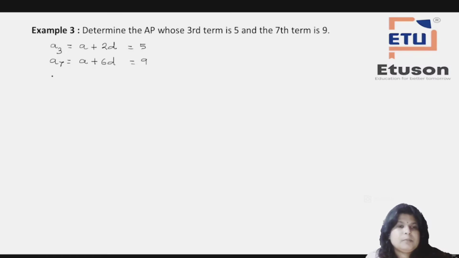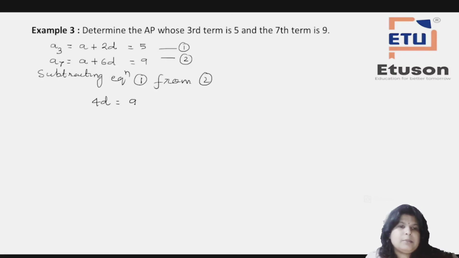Now if you subtract equation 1 from 2, you get what? You get 4d is equal to 9 minus 5, that is 4. It implies your d is equal to 4 by 4, that is 1. So put it in any of the equations and your a will be equal to 5 minus 2d, that is 5 minus 2, that is 3.